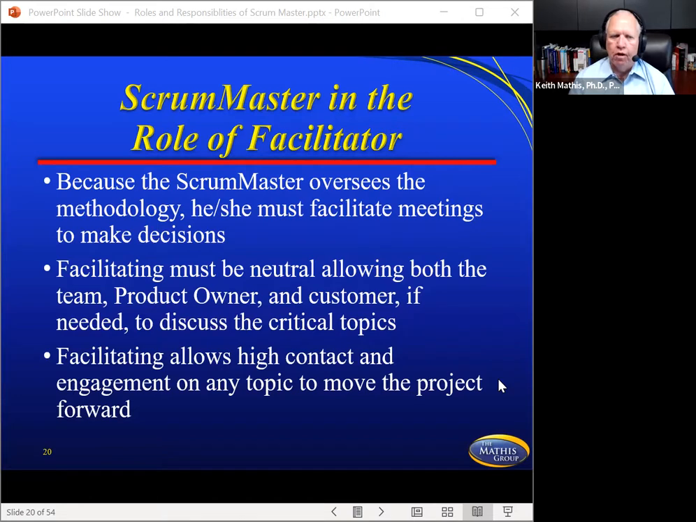And where a lot of times in a traditional team, you're the project manager and you're facilitating, you still have authority power. A lot of times you still have trumping power. You can trump something that people are saying because of certain things. In this setting here, you probably are not wanting to do that very often, because you want that team making the best decisions possible, and you're wanting them to be able to decide and move on. So facilitating allows that high contact and engagement on any topic to move forward.